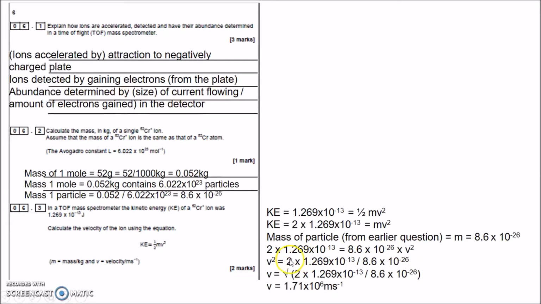times v squared. Divide 2 times 1.269 times 10 to the minus 13 by 8.6 times 10 to the power of minus 26. That equals v squared. I square root it and get 1.71 times 10 to the power of 6. And it's in meters per second.